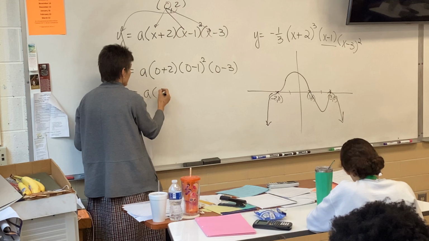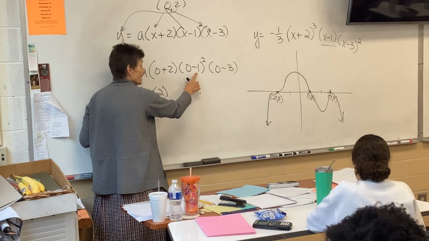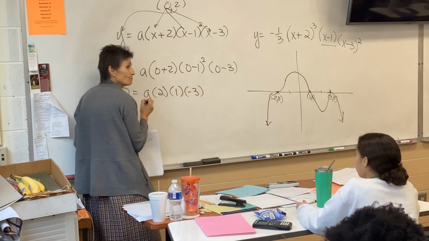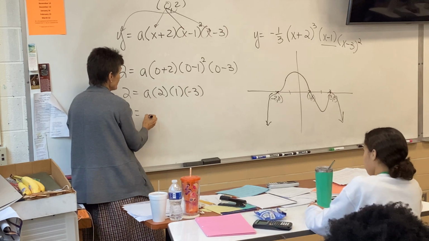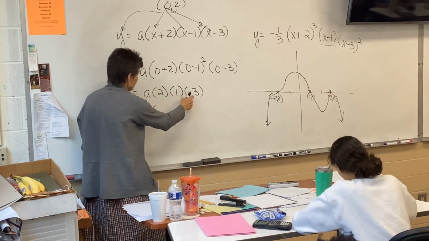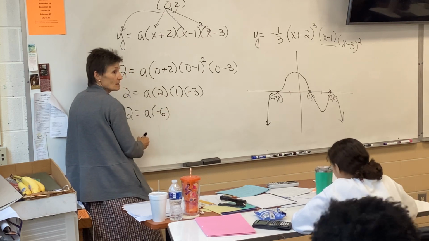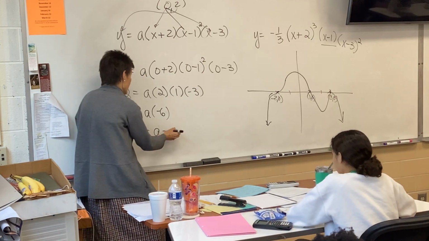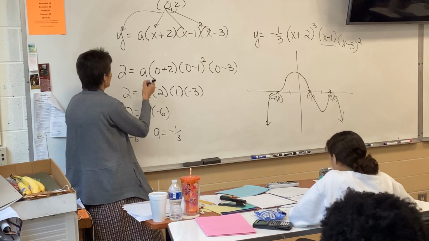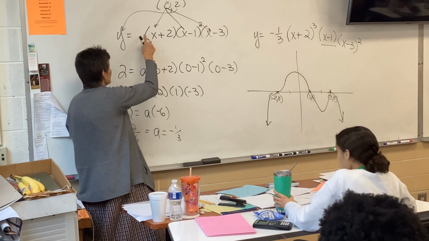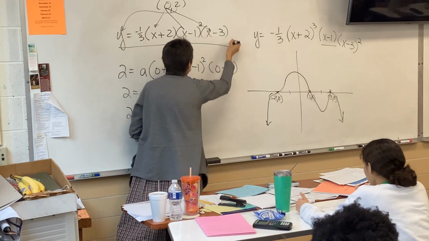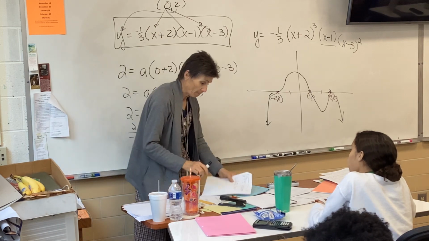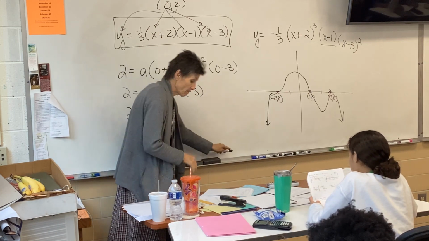0 plus 2 is 2. 0 minus 1 is -1. Squared is 1. And 0 minus 3 is -3. So 2 equals a times, all multiplied, -6. So a equals 2 over -6, which is -1/3. So we wanted our equation, just make that a -1/3, and that, my friends, is your equation. How easy is that? We'll do the rest of them tomorrow.